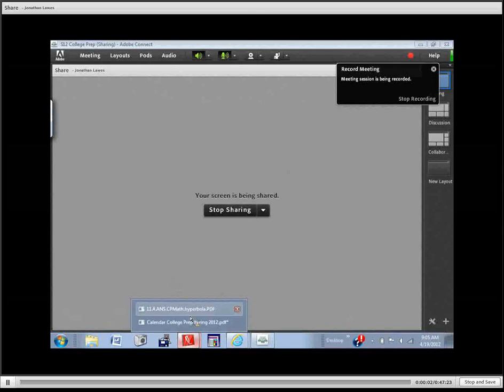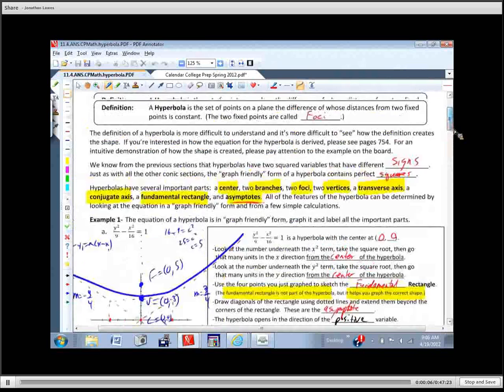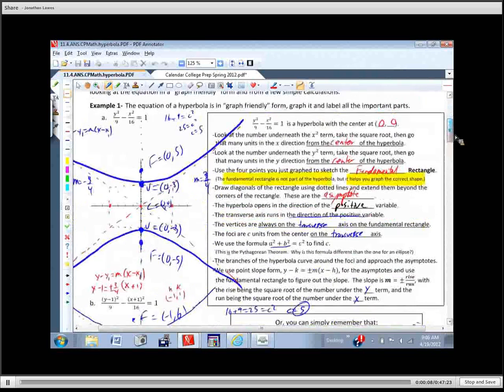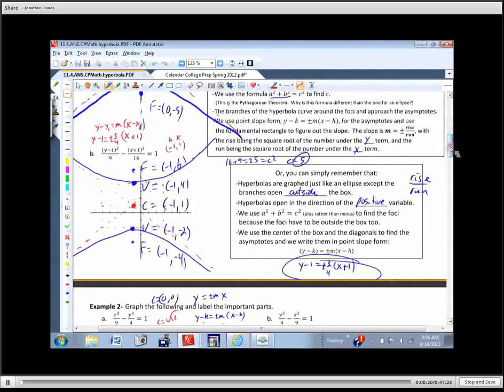And here's what we were looking at. We went through everything on this page. So we talked about all of this stuff. These are all the details about a hyperbola that we'd need to keep track of. By far, they are the most complicated conic section, but they are pretty cool, and you can actually graph them pretty easily if you think of them as an ellipse that opens out.